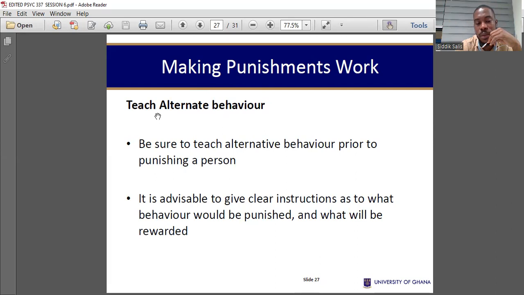Better still, there are some behaviors you need to teach the child, or before you even punish the child, you have to advise the child on alternative behavior. Say, next time, do it this way, okay? Because you didn't do it that way, you receive this punishment. I'm seizing your phone, or I'm giving you 2 lashes, so that you remember, next time, do it this way. So that's teaching alternative behavior.